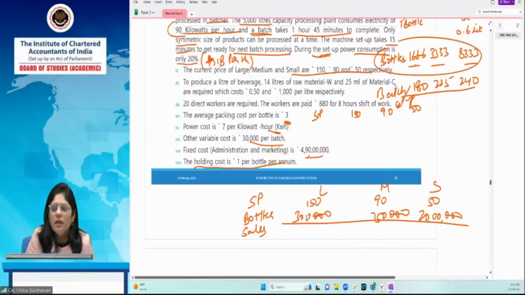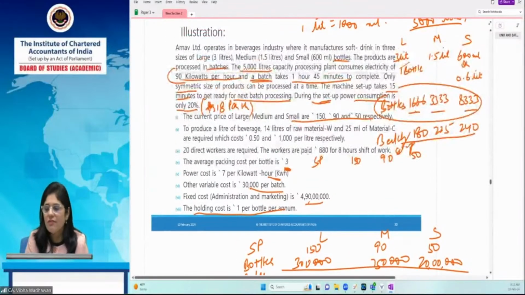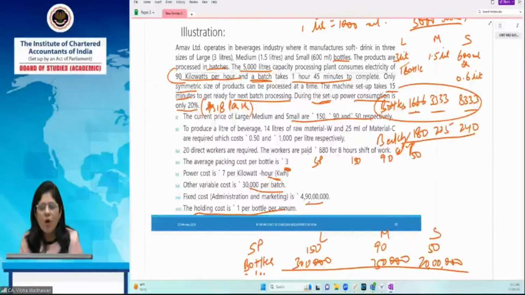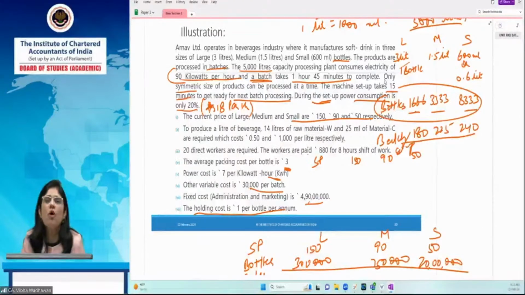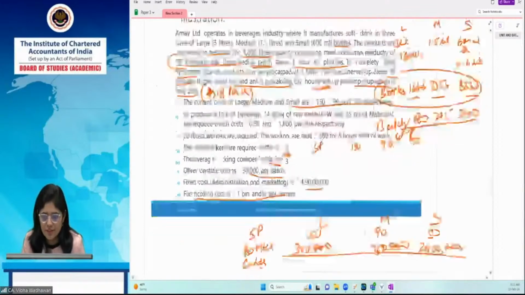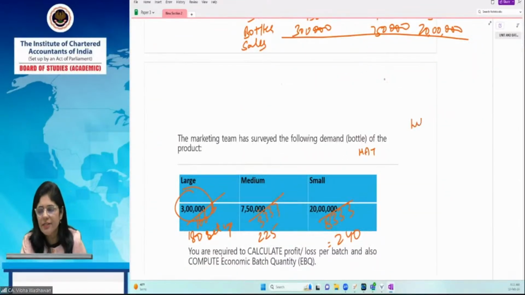Okay. Now come to the material information. To produce a liter of beverage, you should have the information how many liters you require. All right. If one bottle has 3 liters, how many bottles you require? 3 lakh bottles. Clear? You require 3 lakh bottles. For material, how much will you require? The liters. For materials, you should have the liters. So 3 lakh bottles into 3.